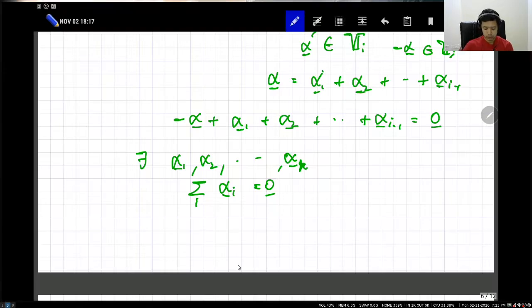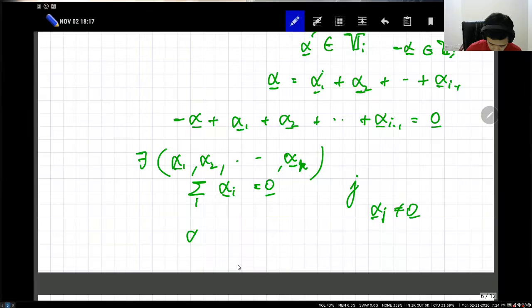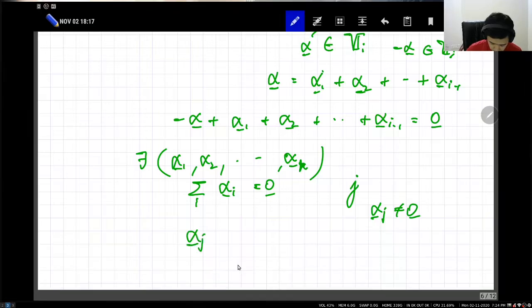So let us suppose that j is the largest number between 1 and k such that alpha j is not equal to 0. Okay, so alpha j plus 1, alpha j plus 2, and so on all the way up to alpha k are equal to 0 in this particular collection, right?